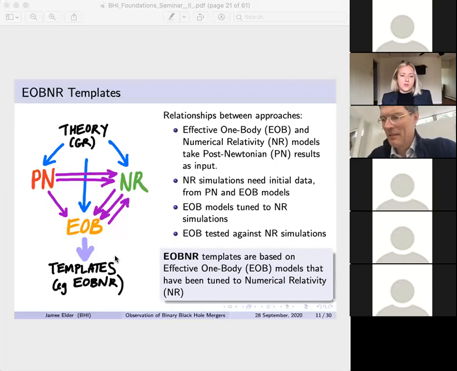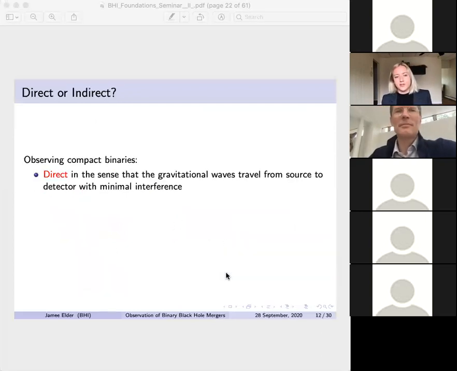And at least one of the main sets of templates that are used by the LIGO-Virgo collaboration are EOBNR models, which are basically effective one-body models that have been tuned to numerical relativity simulations. Now, just to tie this in briefly with what we were talking about last week, the LIGO-Virgo collaboration describes the observation of GW150914 as the first direct observation of a binary black hole merger.